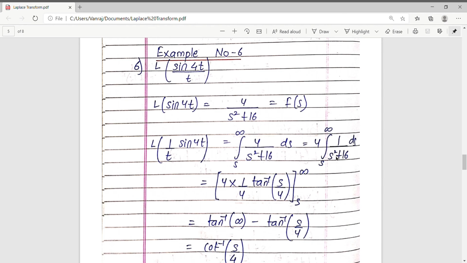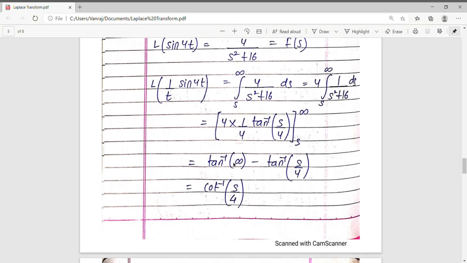So our x is s and a is 4. Okay, so we have simply written here the 4 into 1 upon a. A was 4, that's why I've written here 1 upon 4. Tan inverse x was s, that's why I've written s upon 4 here. So we have to find the value of this integration.